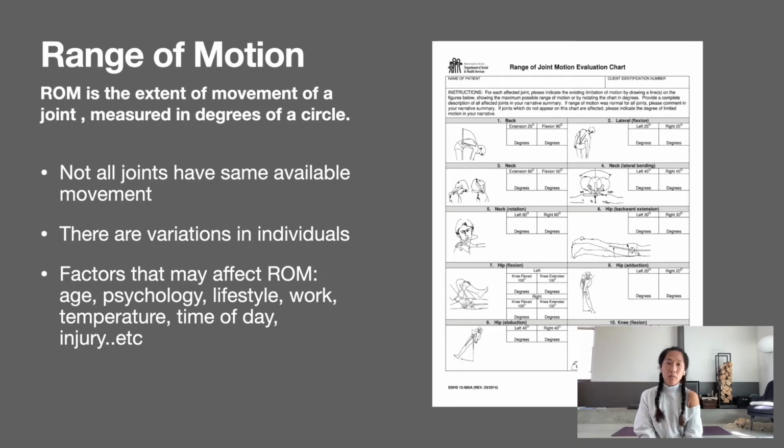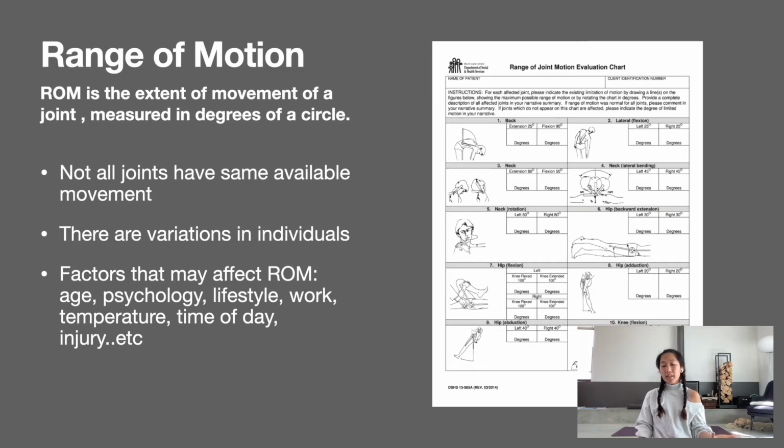First thing is range of motion. The range of motion is the extent of movement of a joint. It's measured in the degrees of a circle. So looking on your right, you can see a very general evaluation chart. That's a very typical way for us to track, calculate, and assess the range of motion. The things to remember is that not all joints have the same available movements.